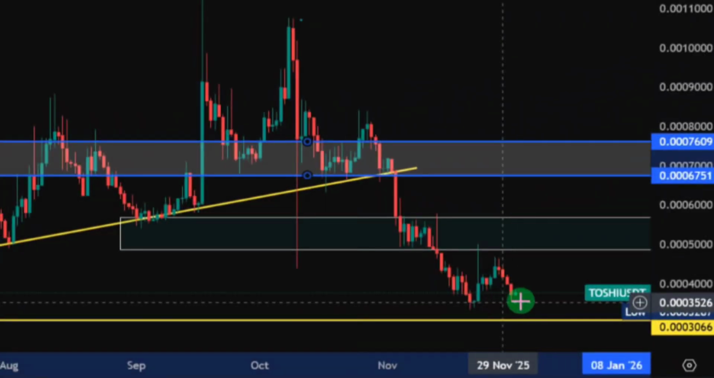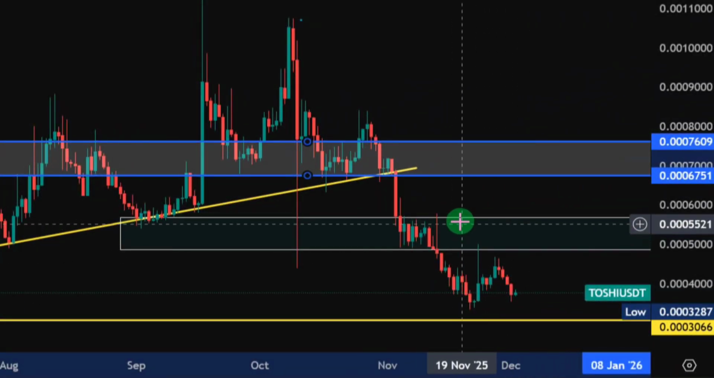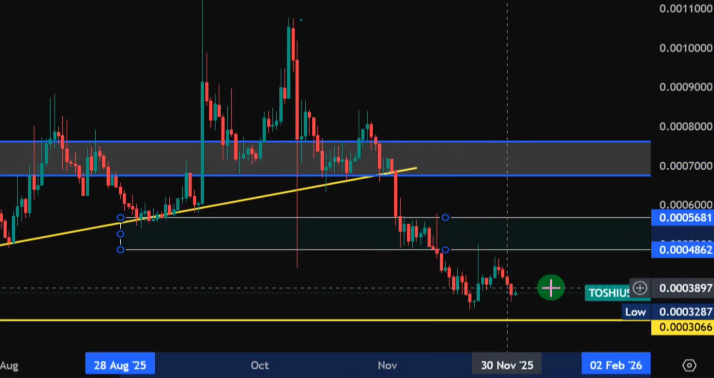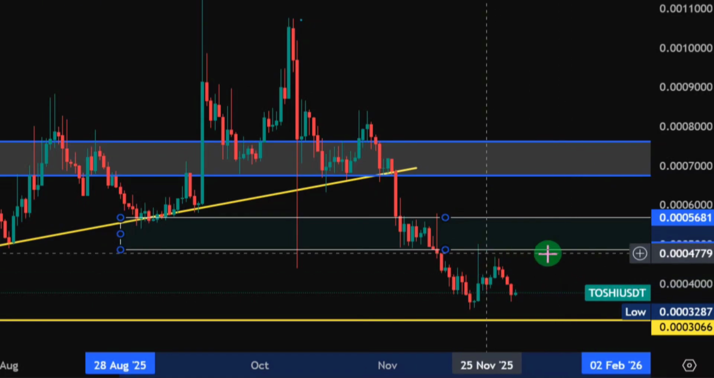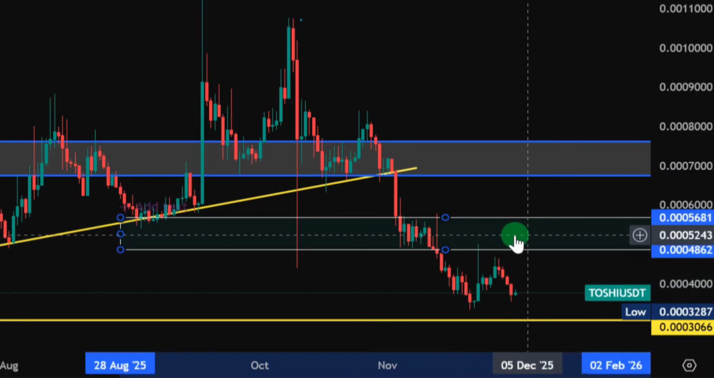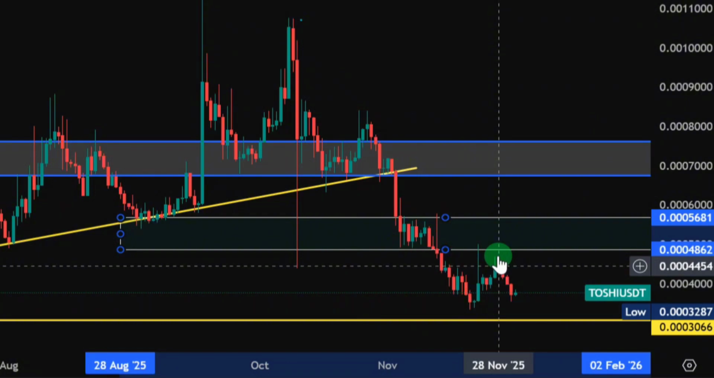You should be expecting about 1 year in order to take out these liquidation areas around the zone of 0.00048 and 0.00056 for the price of TOSHI. You should expect a pullback in order to flip this previous resistance of 0.00044 into a support for the price of TOSHI.